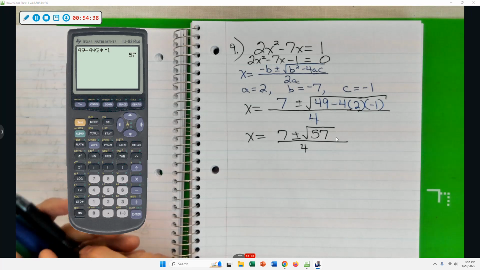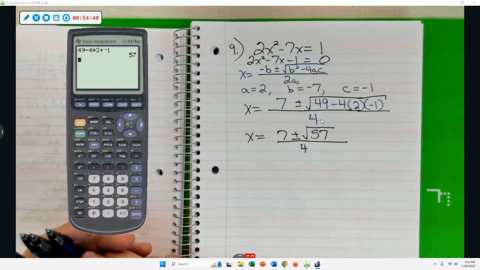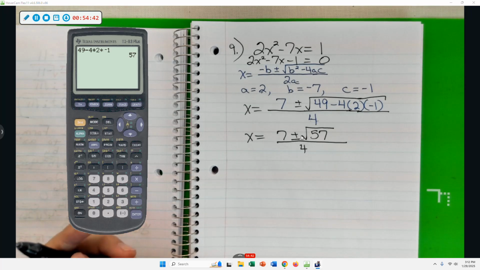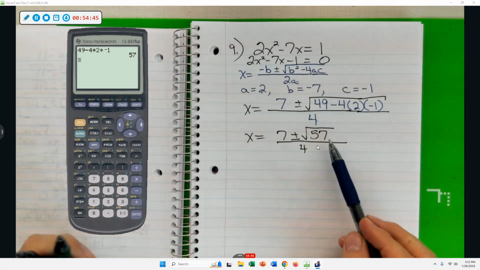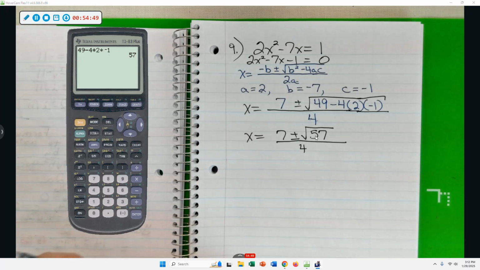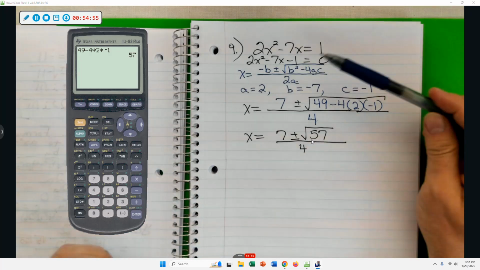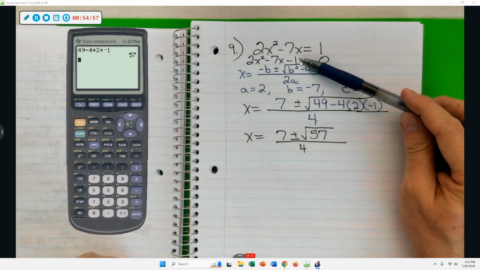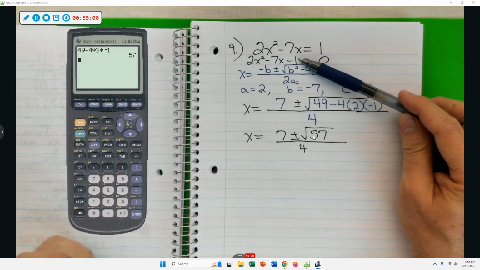Is 57 a perfect, well, first of all, are we going to have an i in our answer? No, we won't have an i because that number under the square root is positive. Is 57 a perfect square? No. If it were, that would mean that 2x squared minus 7x minus 1 is factorable, and it isn't.